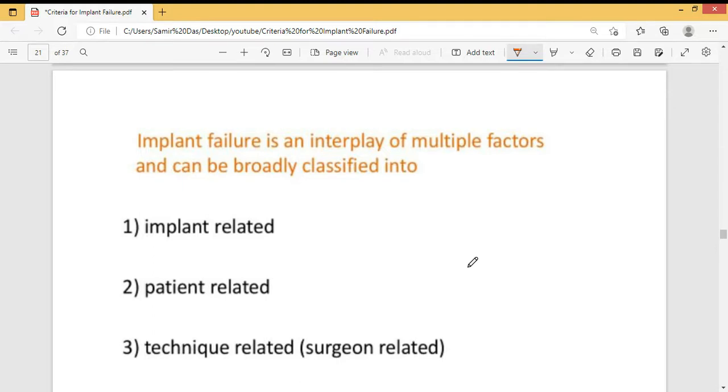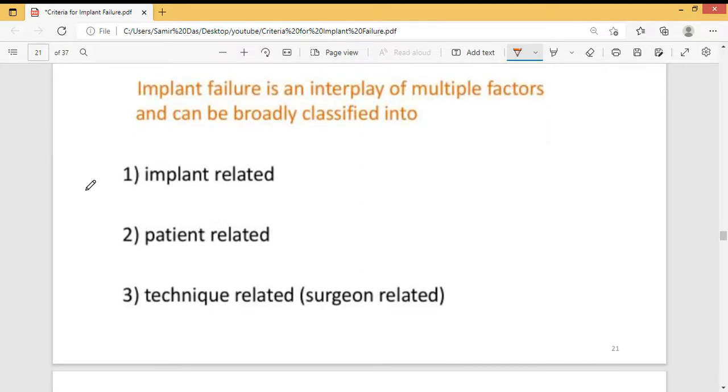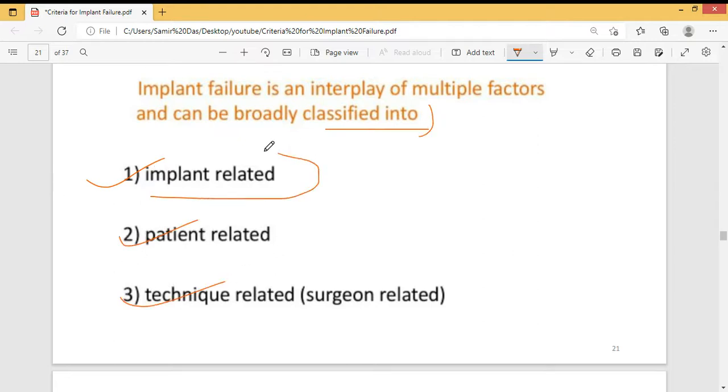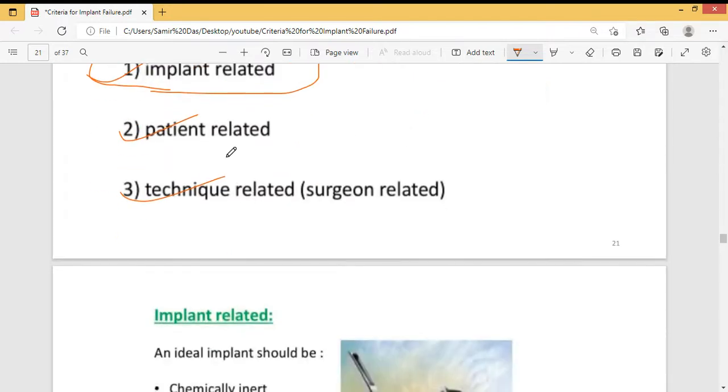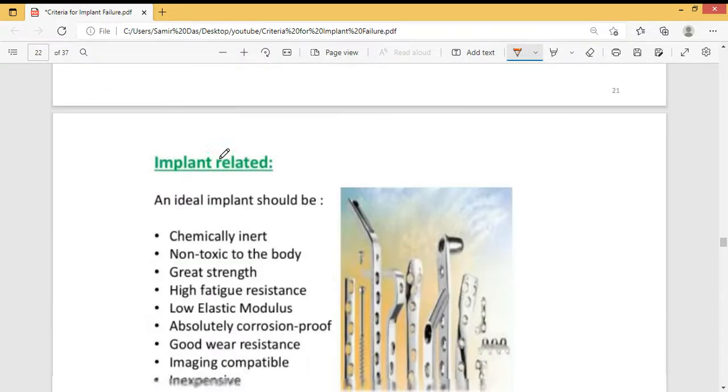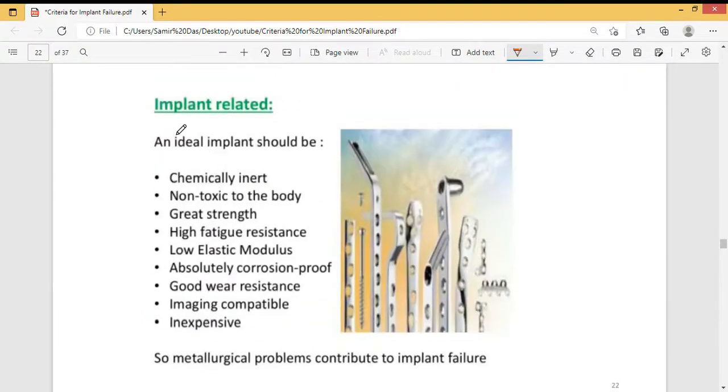Not only corrosion, implant failure also has other major factors. Broadly we can classify them into implant related, patient related and technical related. In case of implant related, we have discussed almost every mode. An ideal implant should be chemically inert, non-toxic, of great strength, high fatigue resistance, low modulus of elasticity, good wear and tear resistance, and inexpensive also.